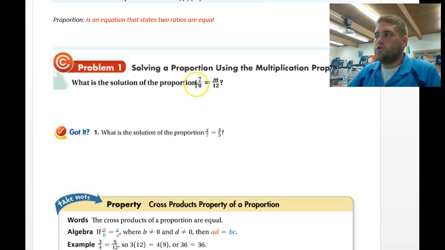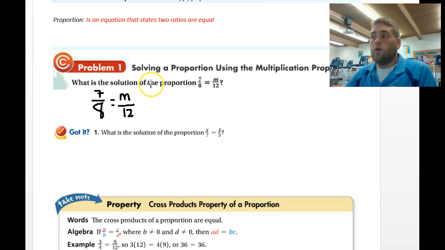So what is the solution to the proportion 7 over 8 equals m over 12? Let's see if my mouse will work today. It looks like it is. The way we solve proportions is by cross multiplication.